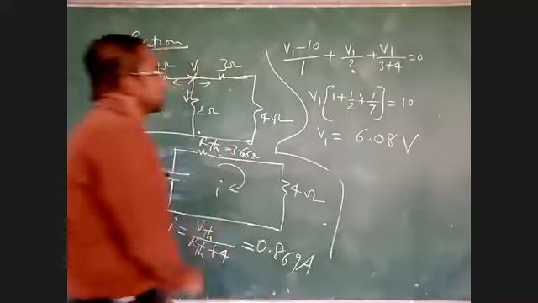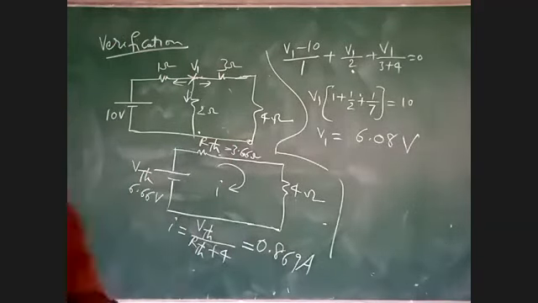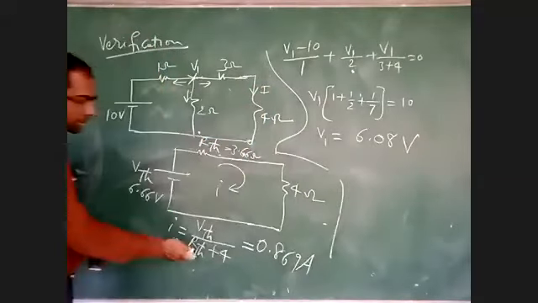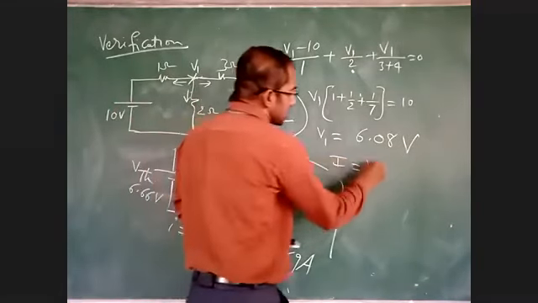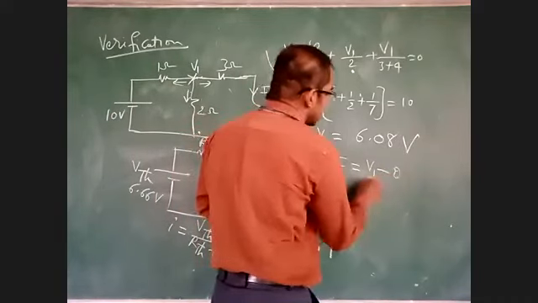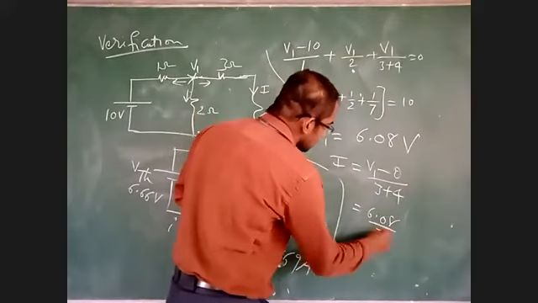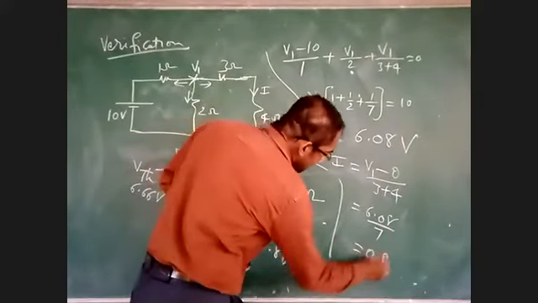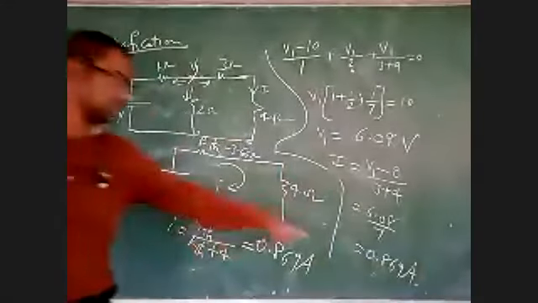In the problem, he is asking us to determine the current in 4 ohms, because we had determined the current in 4 ohms using Thevenin's theorem. Therefore, I is equal to (V1 minus 0) by (3 plus 4), which is 0.868. We get the same answer.